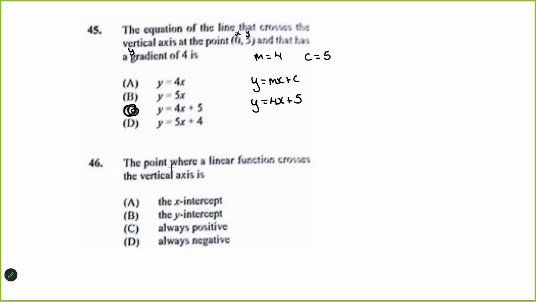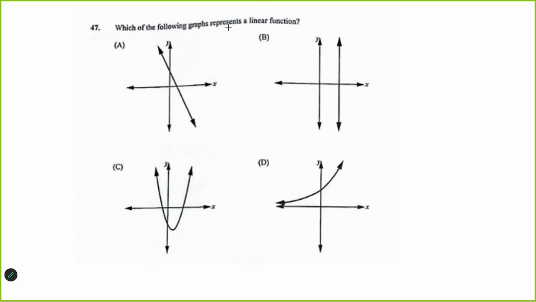Number 46, the point where the linear function crosses the vertical axis. Again, it is your y-axis. And as I said, where it intersects your y-axis is known as your y-intercept. Which of the following graphs represents a linear function? A linear function has both x and y, and it's a straight line. So this is definitely not. So A is your answer.